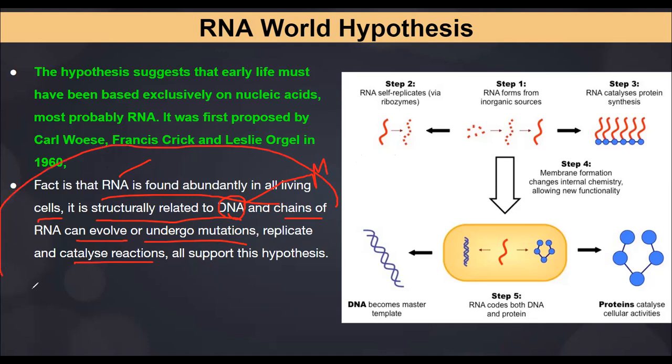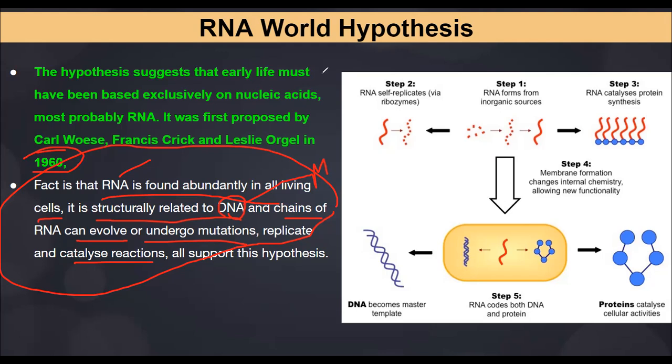Today we know all this by research, various experiments, various proof. Today we are aware of all these facts and information. So more or less, all of this is supporting what Carl Woese, Francis Crick and Leslie Orgel suggested in 1960. Yes or no? Okay. So basically, today's world facts are in support of the RNA world hypothesis, right?